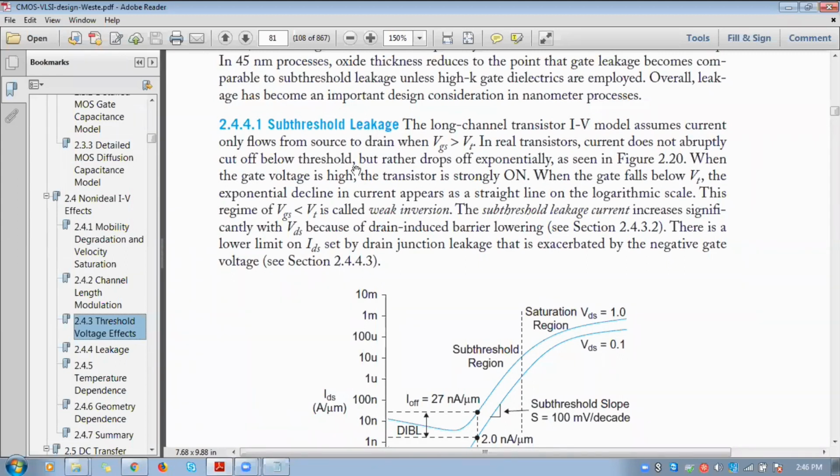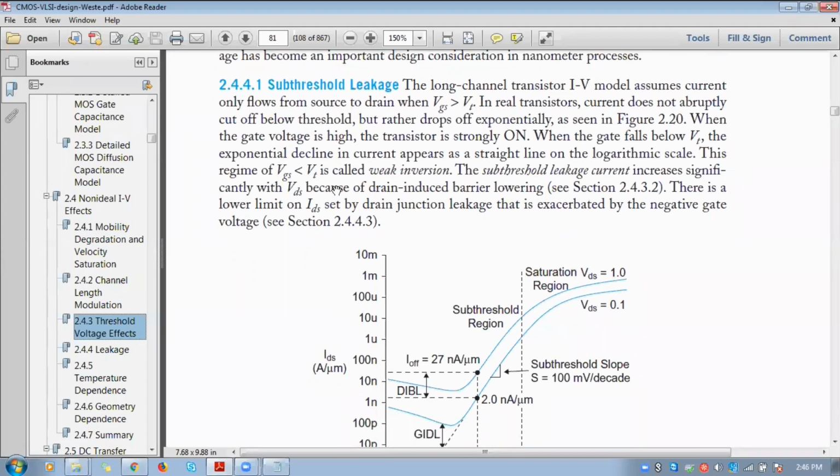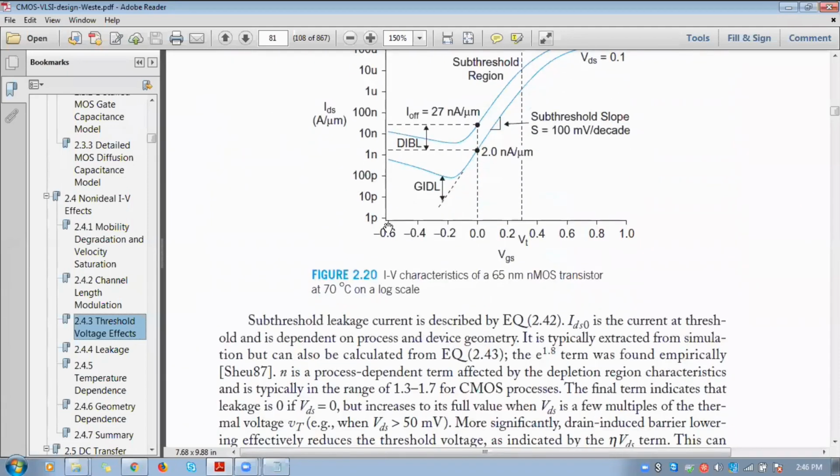This is happening mainly due to the majority charge carriers. In nMOS, due to minority charge carriers, only electrons, channel inversion is happening, but here due to hole concentration in the subthreshold region, the opposite current will flow, and that will reduce the net current. That is the concept of subthreshold leakage.